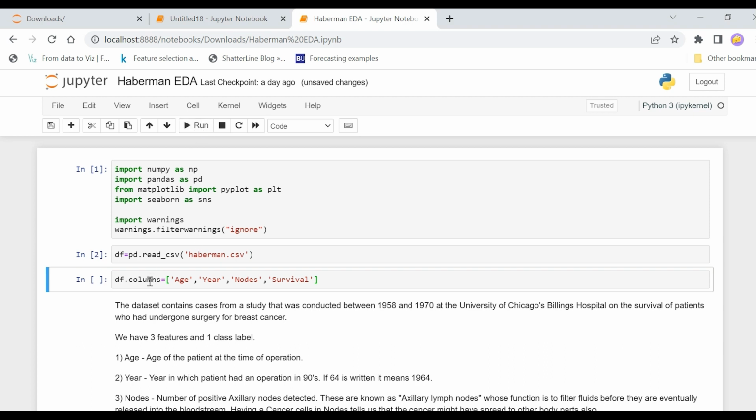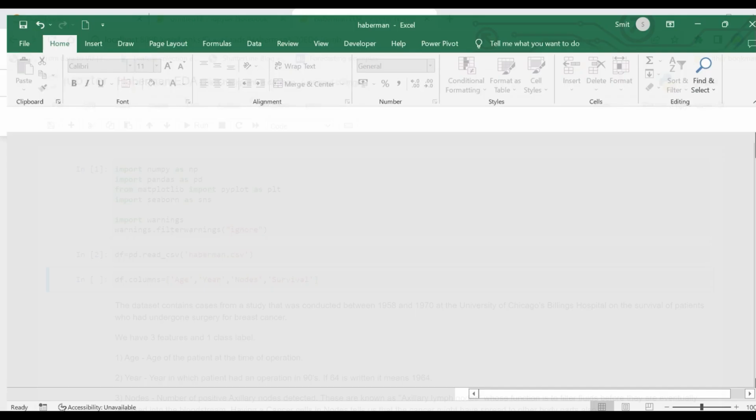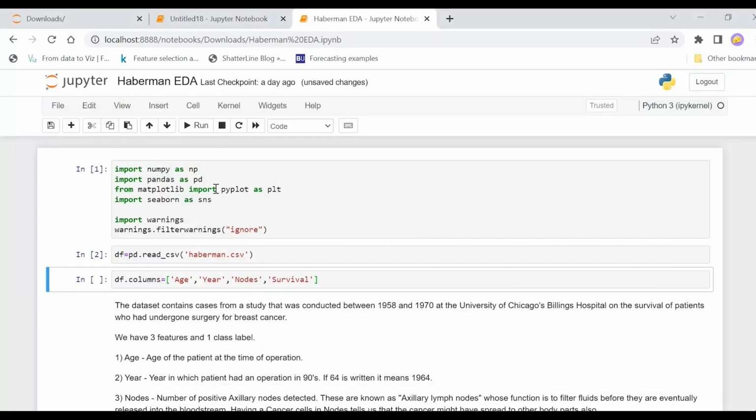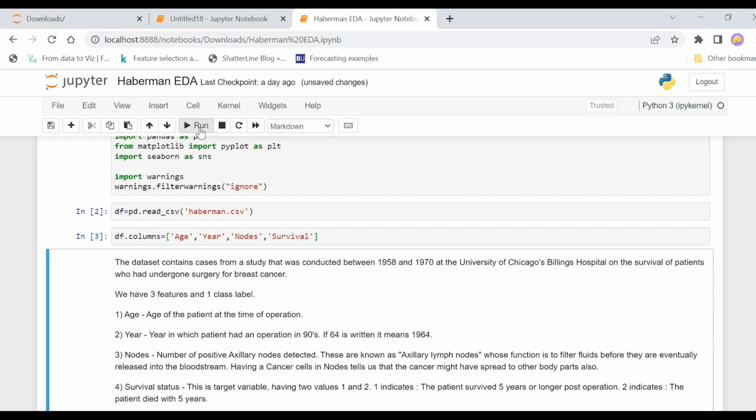Also, I know that I do not have any column names in my original dataset. Basically, I do not have all these things here. So for that, I have actually made a column. I should have age, year, nodes, and survival. The code is df.columns, so this will be added. So let me execute this also.